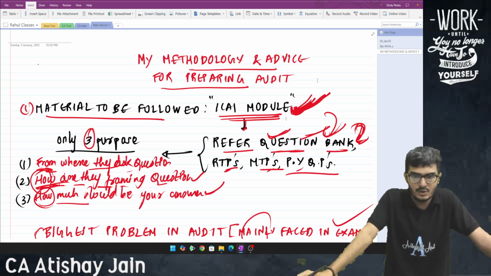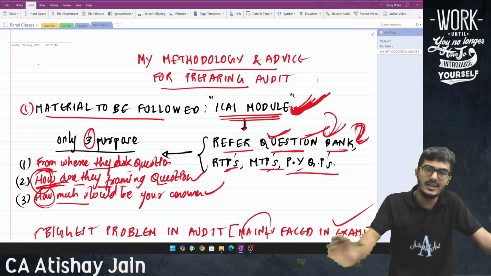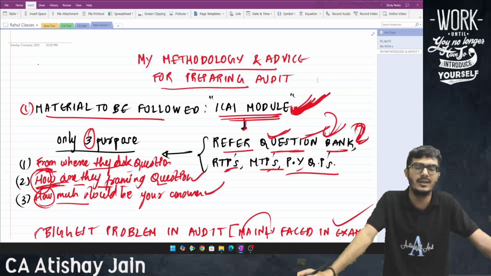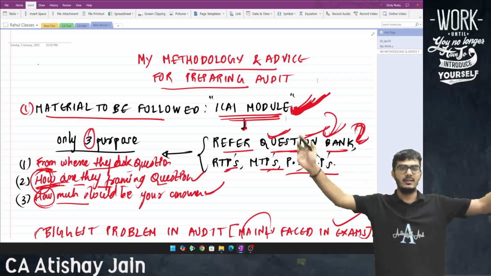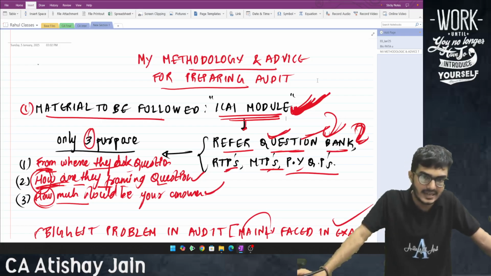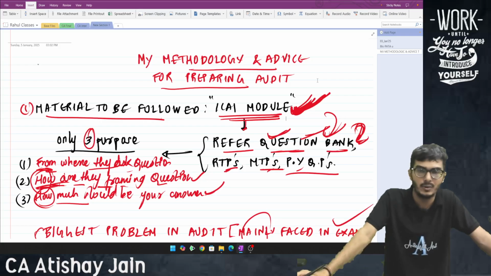The material which you have to follow for clearing your audit paper in CA Inter level is always the ICAI module. The best book for clearing your audit and ethics paper is the ICAI module. There is no other book in this world which is better than it. It is a clear-cut, detailed description of every topic, and nobody can cover anything beyond what is in the module. So always go with the ICAI module. There's a big reason behind it, which I'm going to tell you shortly.